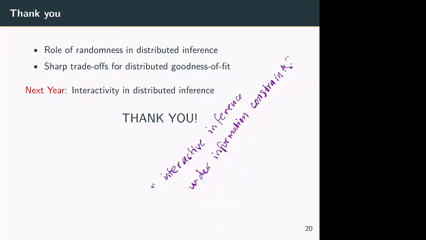Next year, if the organizers invite me again, then hopefully I'll have something interesting to talk about. For now, tentatively, I'll talk about interactivity in distributed inference. But who knows, if we have something even cooler than that next time, I'll talk about that.